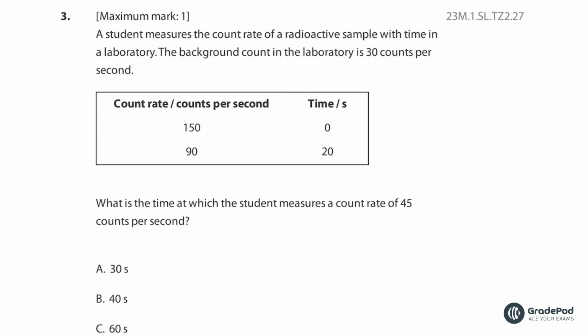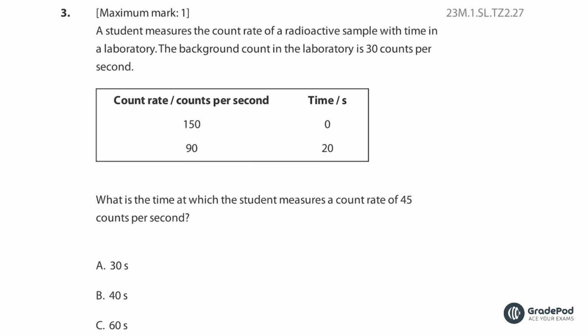Question 3. A student measures the count rate of a radioactive sample with time in a laboratory. The background count in the laboratory is 30 counts per second. What is the time at which the student measures a count rate of 45 counts per second? The first thing we do is remove background count from our counts. So we're looking at 120 there and 60 there. That tells us that 60 is directly half of 120, so the half-life is equal to 20 seconds.